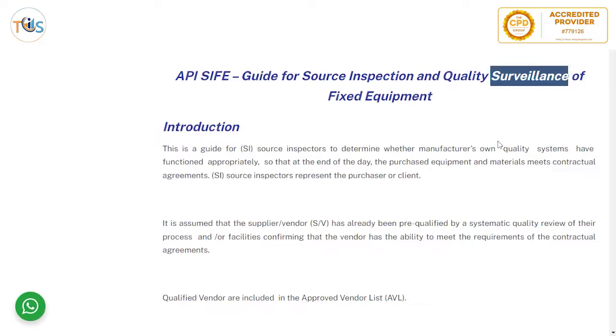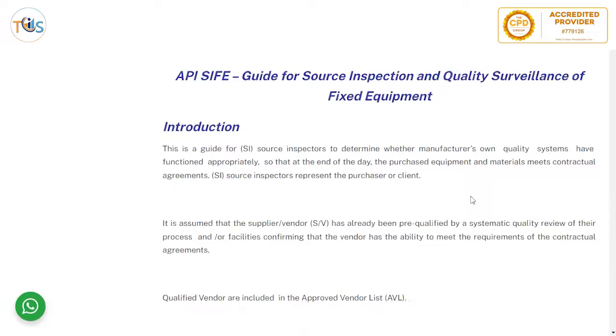So we have quality control personnel who do the job, the inspector personnel who verify the job, and quality surveillance is more than an inspection. Inspection is part of the quality surveillance. So if a question comes in the exam asking what is the duty of the source inspector, it is quality surveillance. It's not simply inspection.